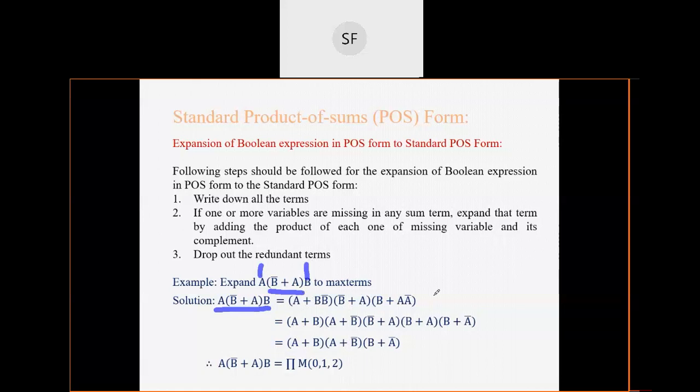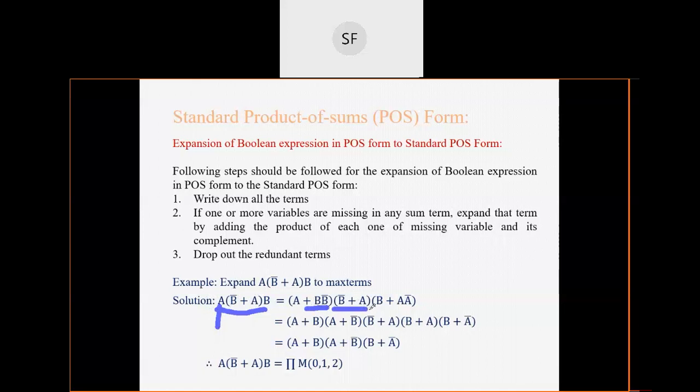Now we have to convert it into the standard form, so you have to follow these steps. First, you have to write this expression, so we have written it. Second, you have to add the missing terms in this format. In the first term, I'm talking about this a, there was no sum term present, so the b term was missing, hence we have added b into b bar.